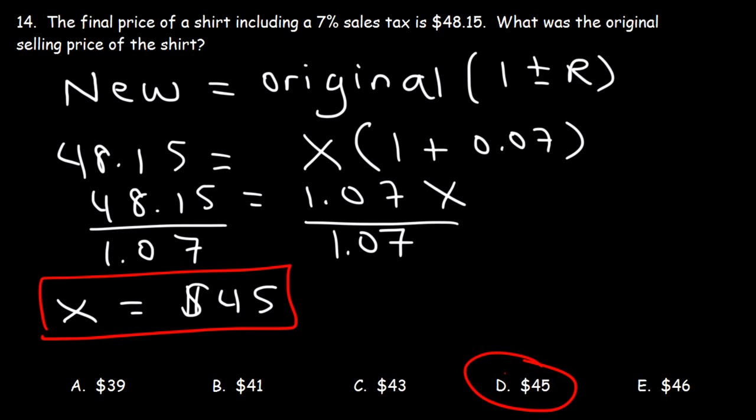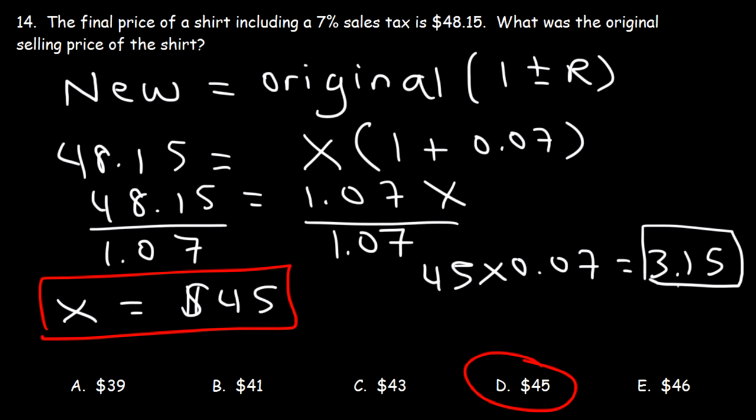Now you can check your work. If you take 45 and multiply it by 0.07, this will give you $3.15. This is the amount of tax that was paid. So if you add 45 and 3.15, you're going to get 48.15. And so you know that this answer is correct. That's how you can check your work.